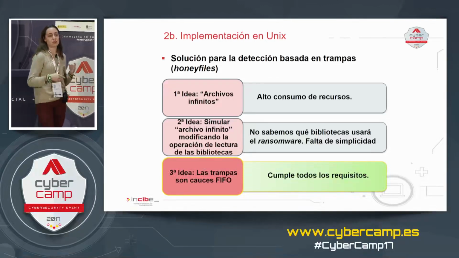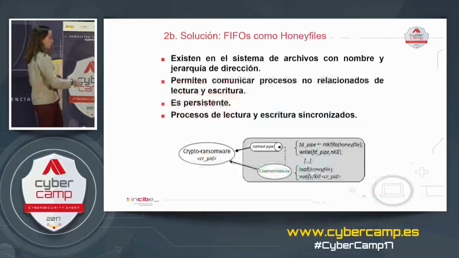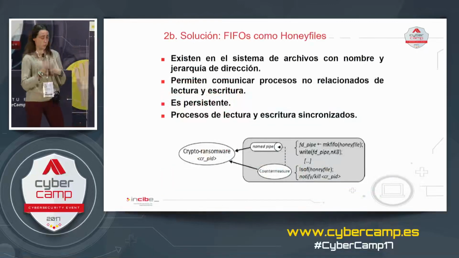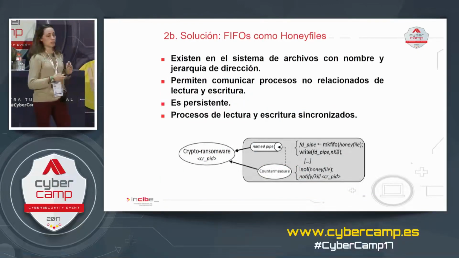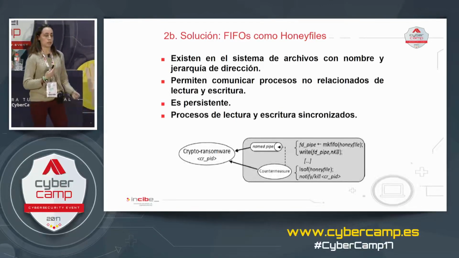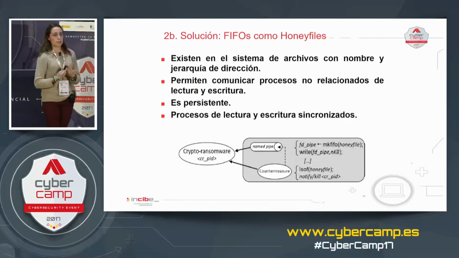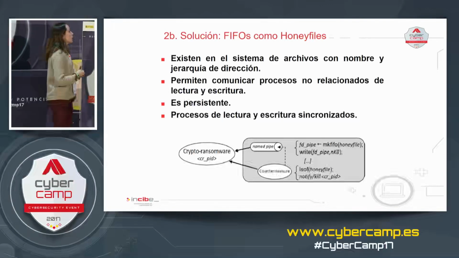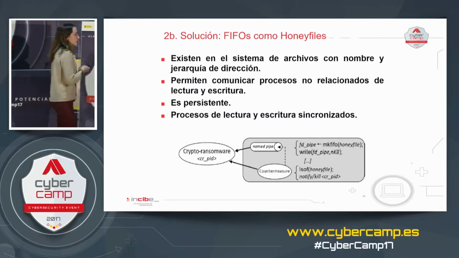They are synchronized reading and writing processes. This could comply with all requirements. Why did we select FIFOs? They are files that exist in the system with a name and hierarchy. We can refer to them as normal files. They allow communication between non-related writing and reading processes. They do not have to be related processes. It's persistent: once the process is acting on the FIFO, it goes on working. And finally, the most important is the synchronization of reading and writing processes.